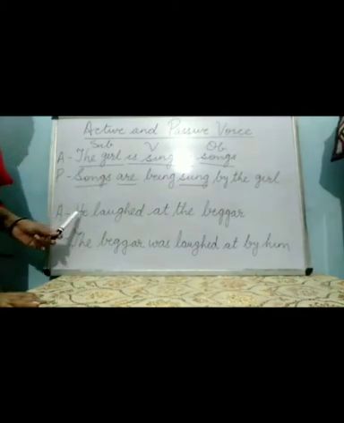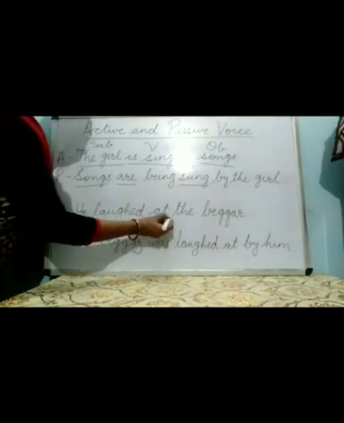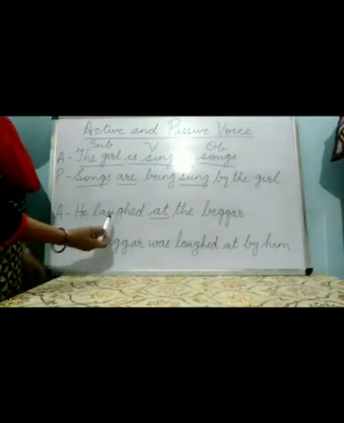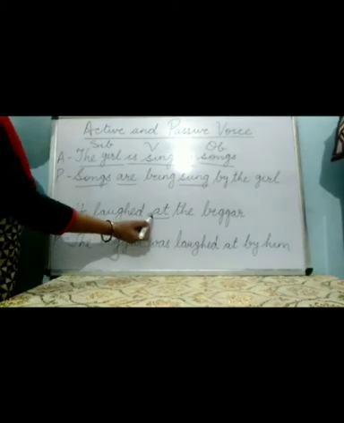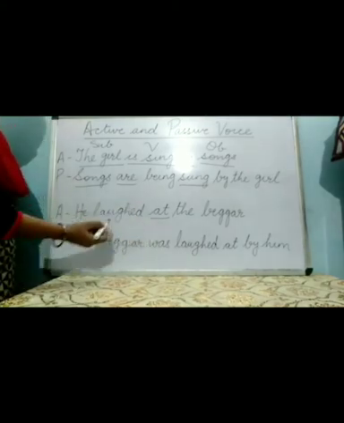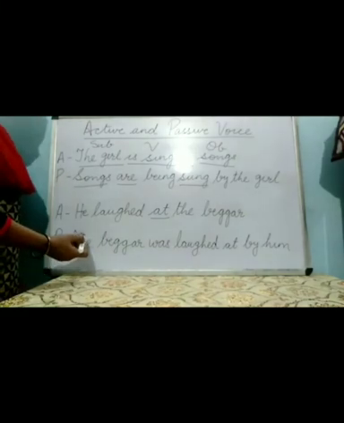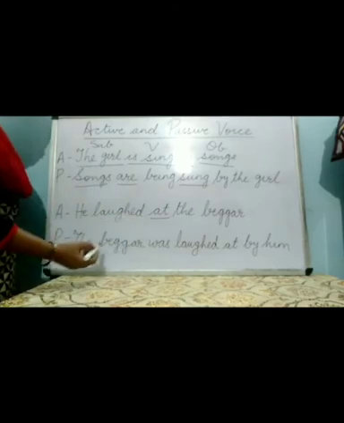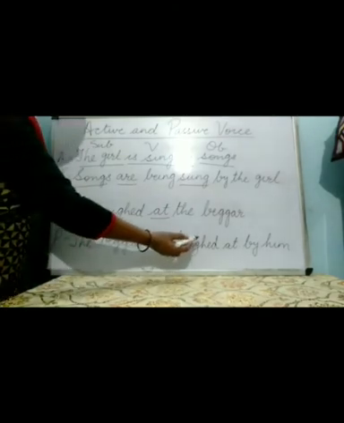Then there is another rule here related to the use of the preposition after the verb. Now here the sentence is, he laughed at the beggar. So here there is a preposition used after laughed. So when you are writing it in the passive voice, you have to see that you don't remove the preposition, that is at. So you will write the sentence as, the beggar was laughed at by him.